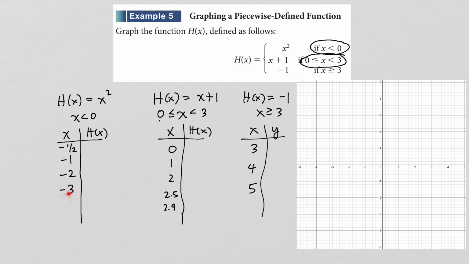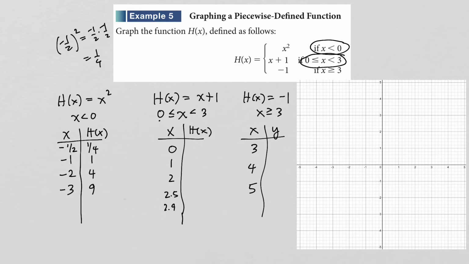So for example, here, when you plug in negative 3 to the second power, it is negative 3 times negative 3, which is positive 9. Negative 2 to the second power is positive 4. Negative 1 to the second power is 1. And negative 1/2 to the second power is going to be negative 1/2 times negative 1/2, which is positive 1/4. Okay, and I'll plot those in just a second here.